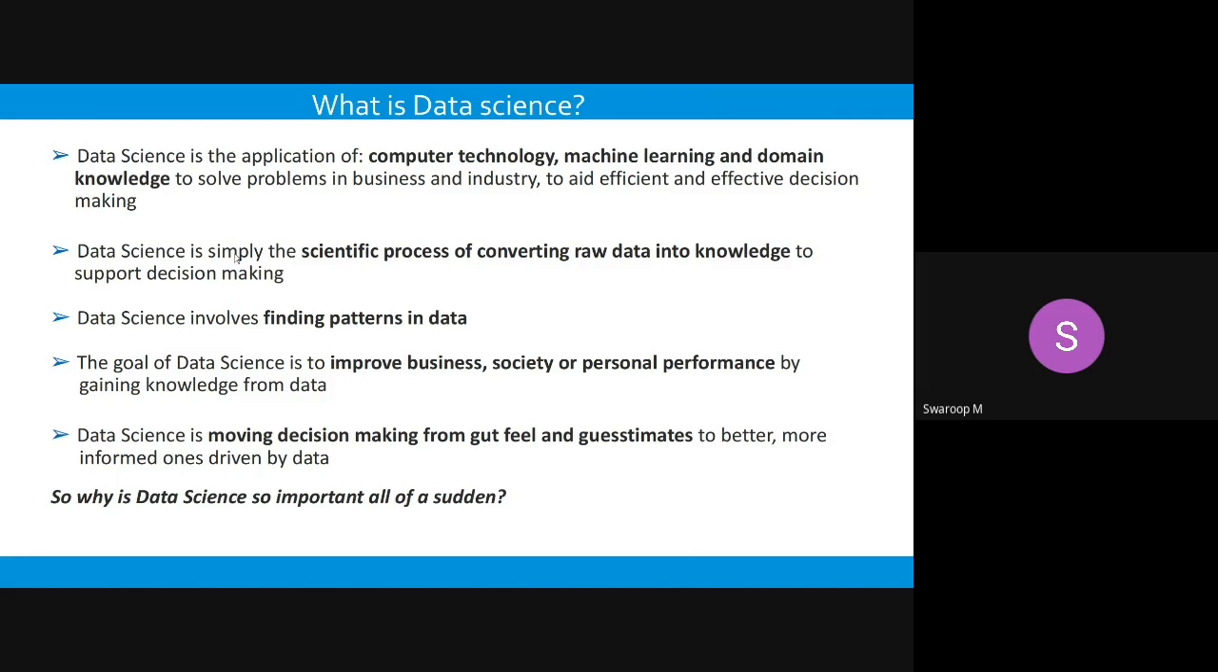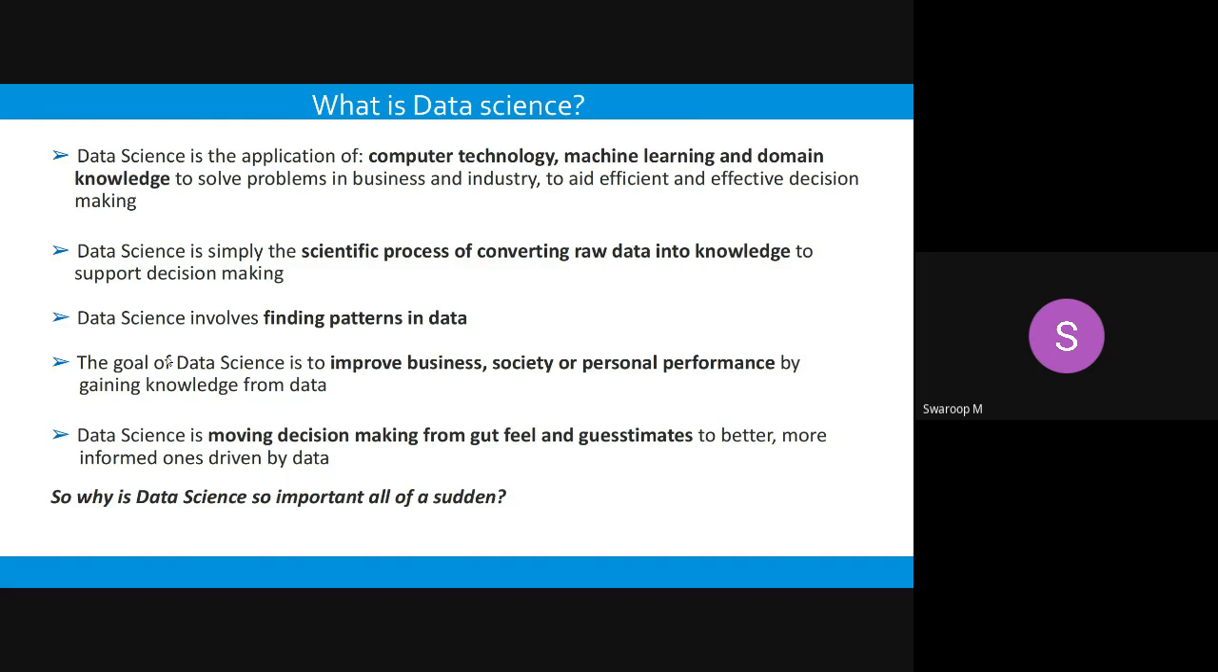So data science is simply the scientific process of converting raw data into knowledge. That's what we discussed till now, actually. To support decision making, data science involves finding patterns in the data. Of course, right? We have articles with a huge amount of words and lines in the sentences, so we have to find the patterns: what exactly the article is discussing or explaining. With our knowledge, we are able to find it the same way. Machine learning will also find the patterns from the article and summarize what it is exactly discussing.